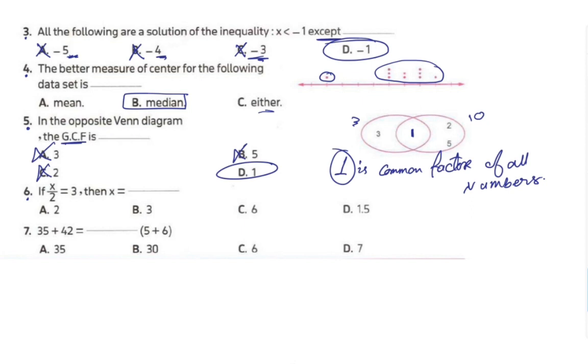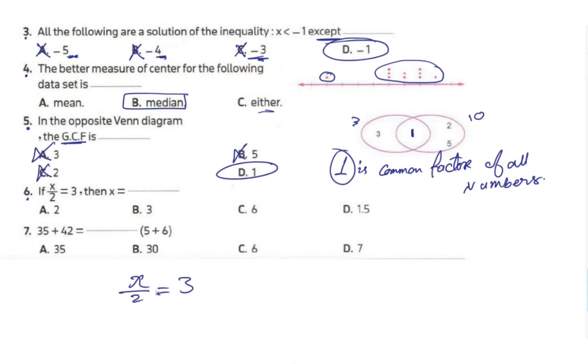We have an equation, x over 2 equals 3. I need to solve it. How to solve? Put x on the left side alone, equal to the answer. Now, I know that x divided by 2 equals 3. I need x equals what?